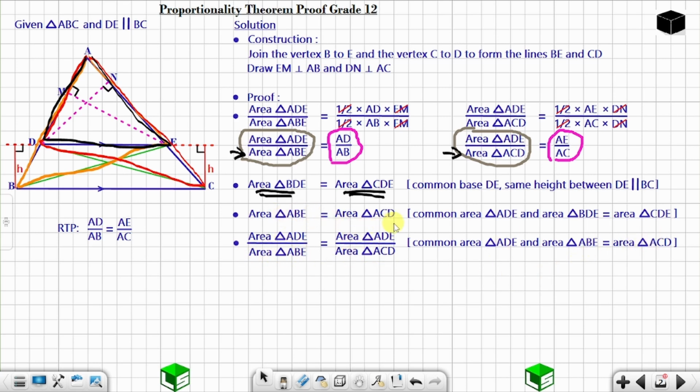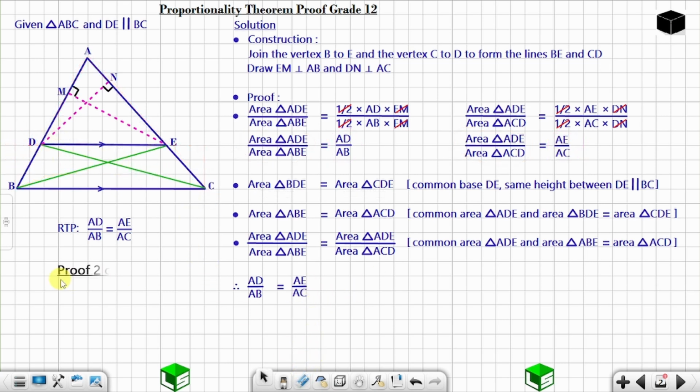This is proved. Now you can conclude, therefore this is equal to this, and we are done. Okay, so this is proof number 2 of 3.